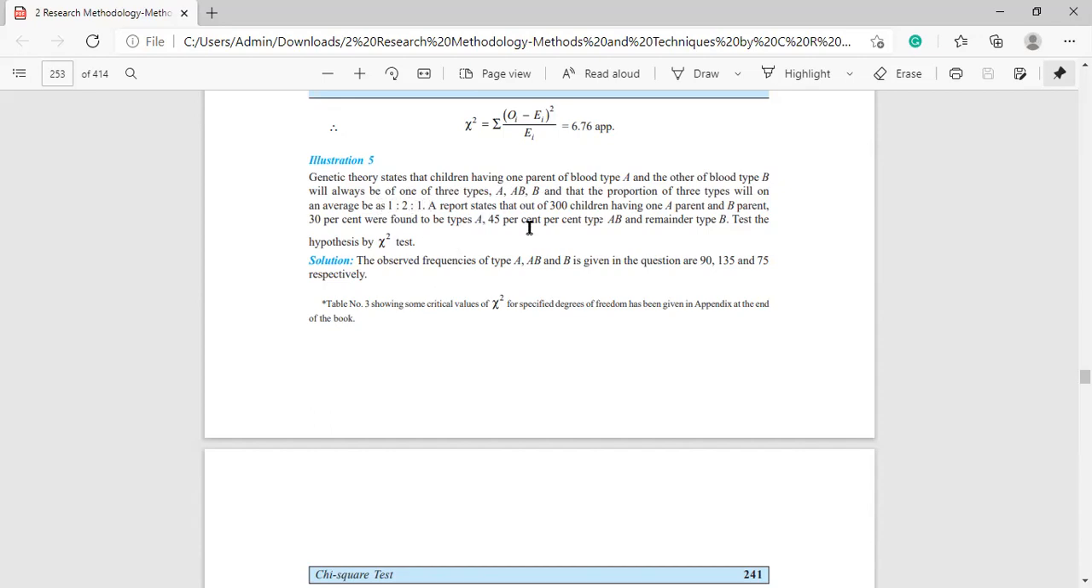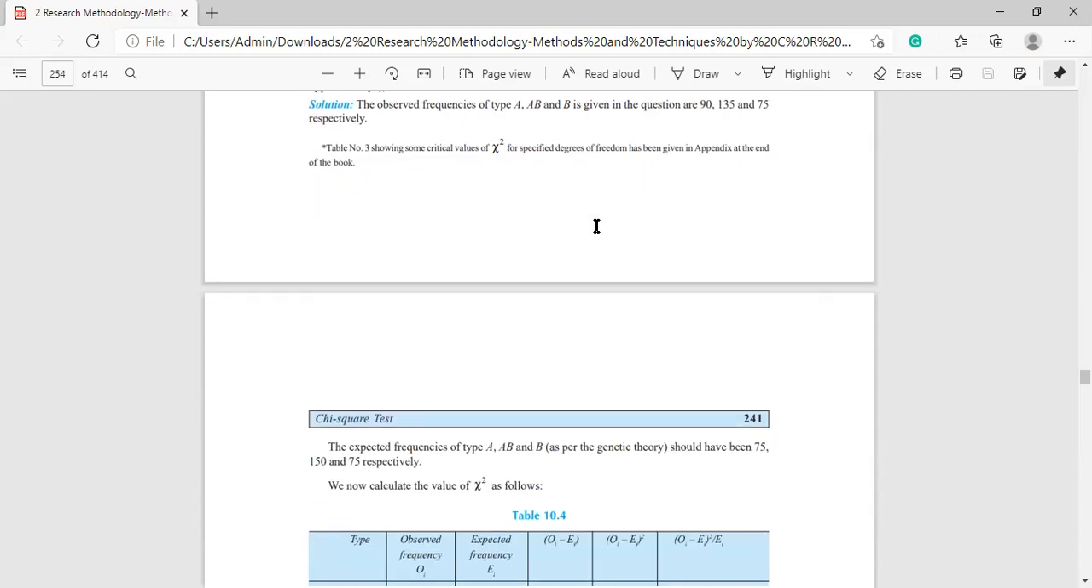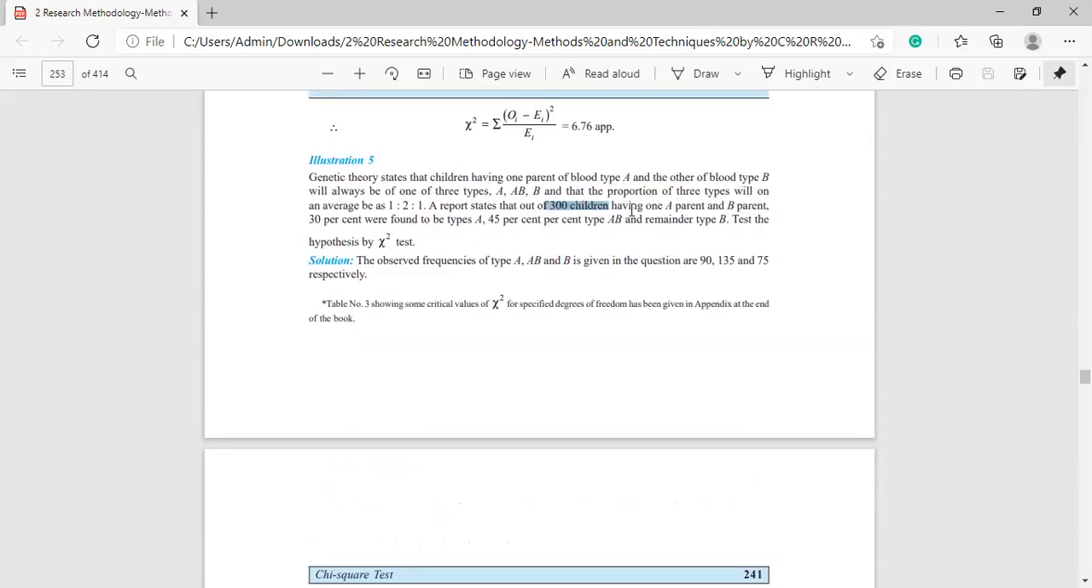A report states that out of 300 children having one A parent and one B parent, 30% were found to be type A, 45% type AB, and the remainder type B. Test the hypothesis by chi-square test.